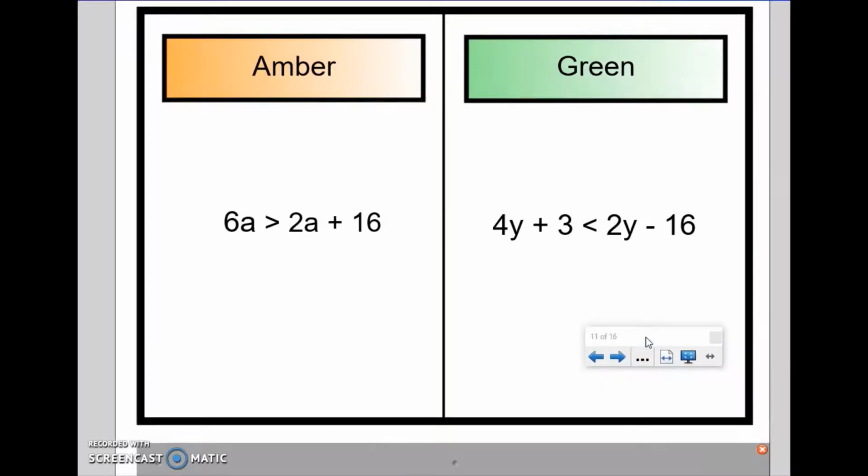2 more inequalities for you to have a go at. Could you pause the video and solve both the inequalities on the screen?